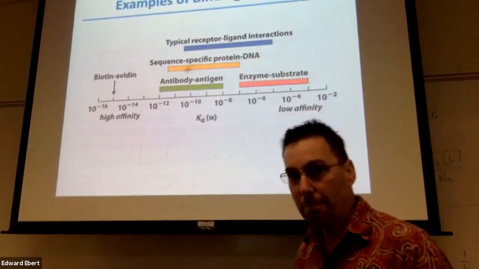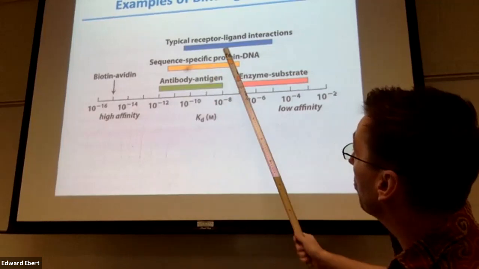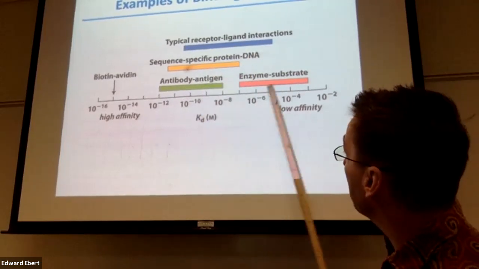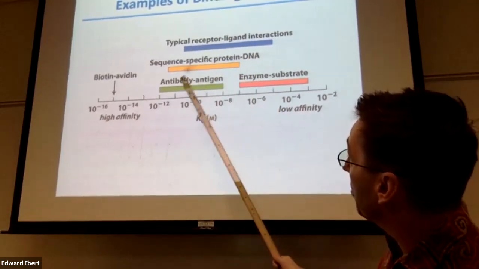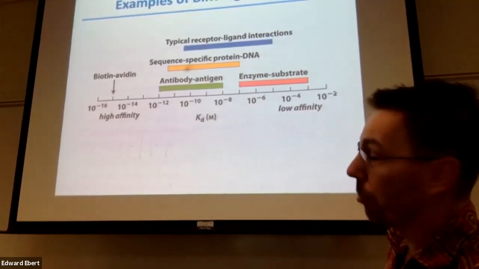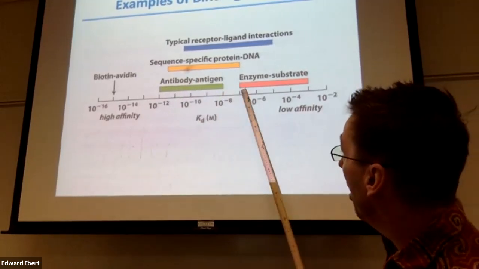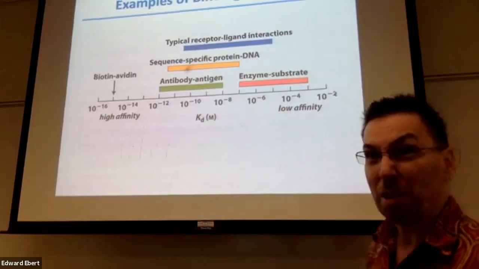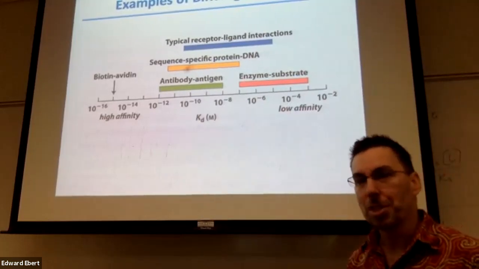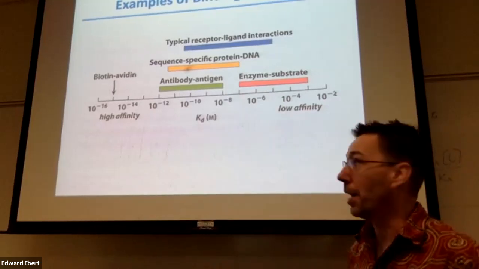We can look at a couple of examples. Typical receptor-ligand interactions are going to be in this range. Sequence-specific DNA is in the nanomolar range, so that's pretty strong binding. Same with antibody for antigen, pretty strong binding. Enzyme substrate is actually kind of weak, which seems a little surprising initially, but we'll talk more about why that is in chapter 6.